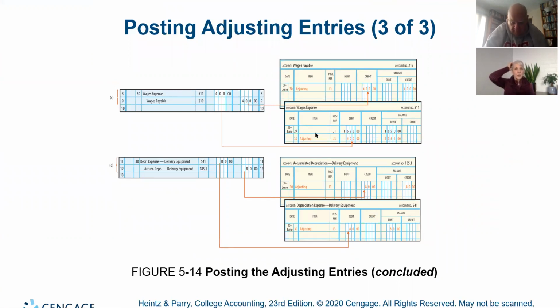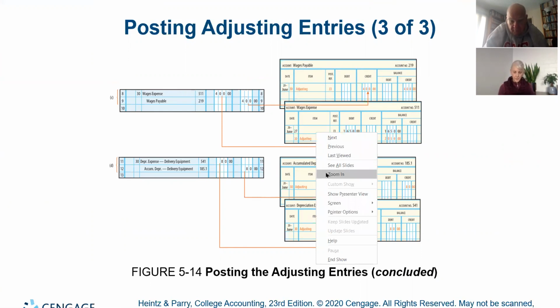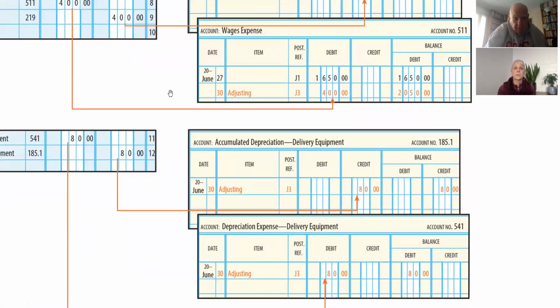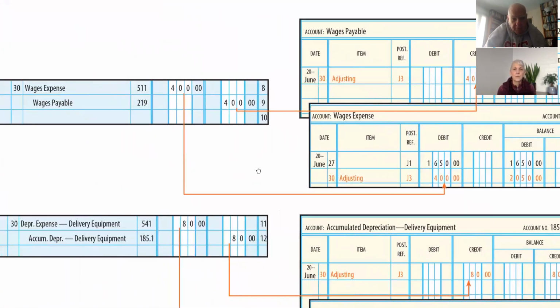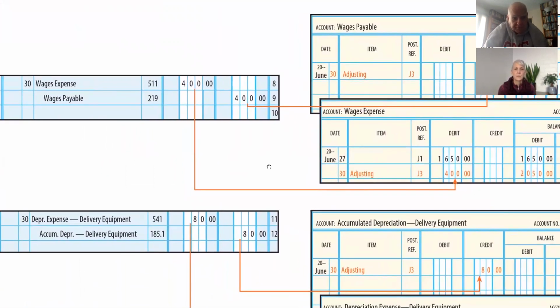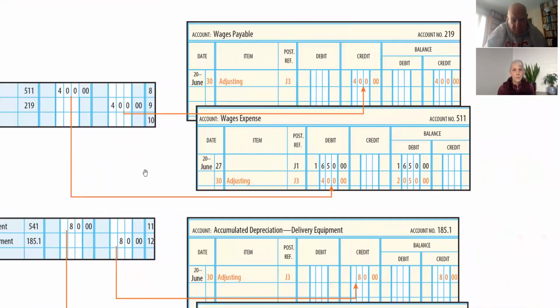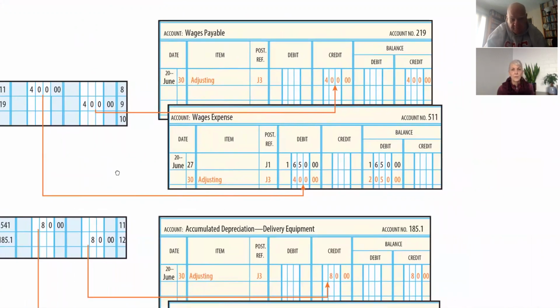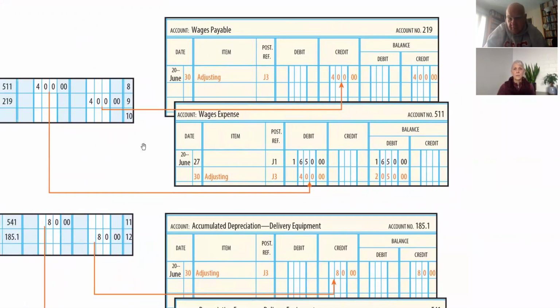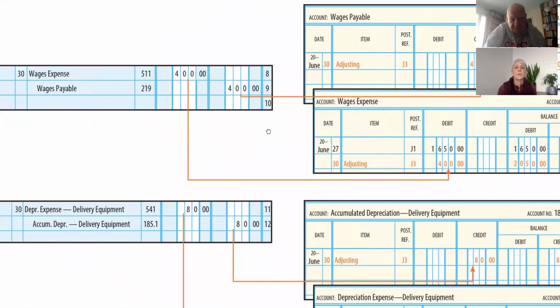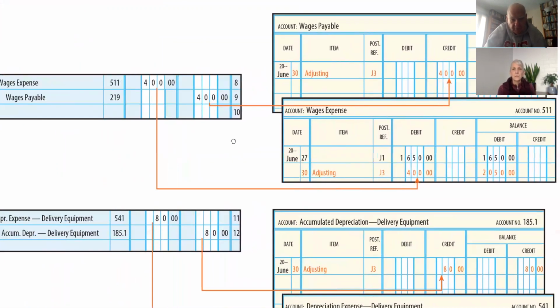And here they're showing a couple other examples of our journal entries. Here you go, wages expense. That's the $400 somebody worked on the last day of the month. It belongs in that day, in that month of June, even though he's not getting paid till the 15th of July. So there's our journal entry. We debit the expense, we credit the payable.